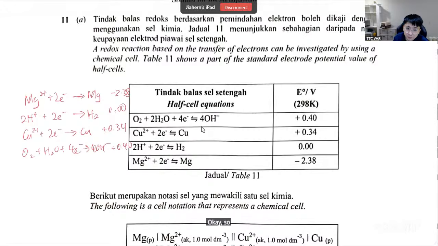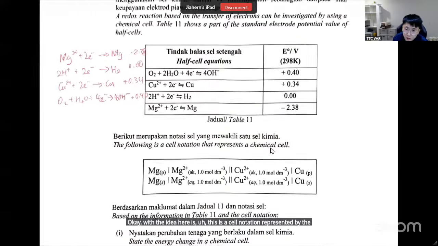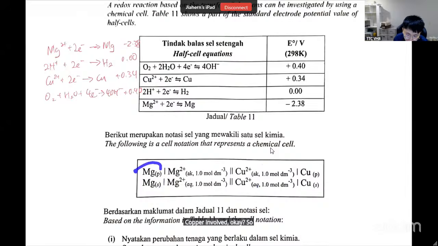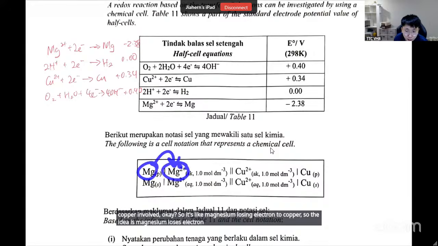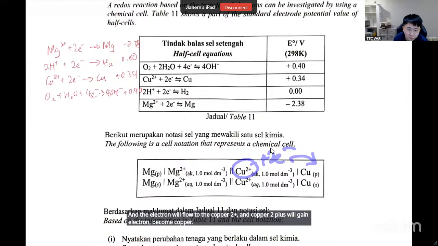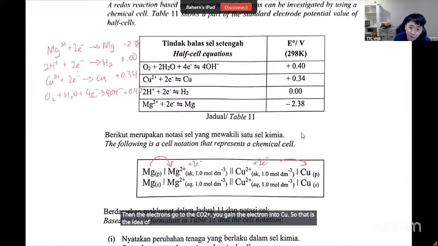Okay, so with this, the idea here is this is a cell notation represented by the chemical cell, which right now has magnesium and copper involved. So it's like magnesium losing electron to copper. So the idea is magnesium loses electron to form Mg2+, and the electron will flow to the Cu2+, and Cu2+ will gain electron, become copper. So the flow of cell notation is going this way. Mg loses electron, so Mg to Mg2+ is losing electron. Then the electron goes to the Cu2+, you gain the electron into Cu. So that is the idea of cell notation.